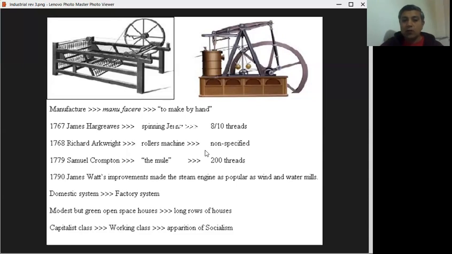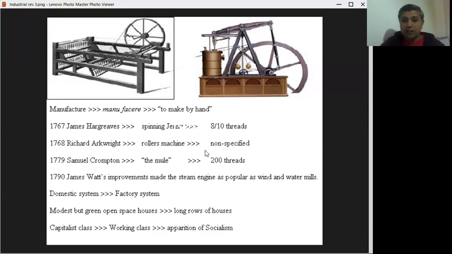In 1790, James Watt's improvements made the steam engine as popular as wind and water mills. Until these times, let's say, nature had not been so manipulated. So we still used the strength of the animals and the strength of the person. But after that, they started to develop new machinery and to use the forces of nature in favor of humanity. Okay, so the domestic system changed into the factory system.